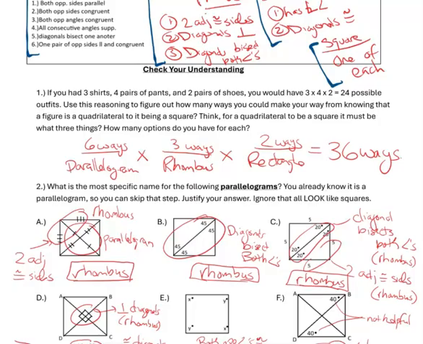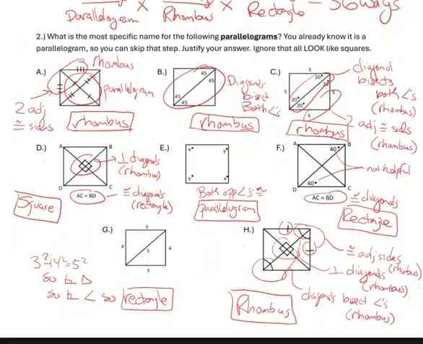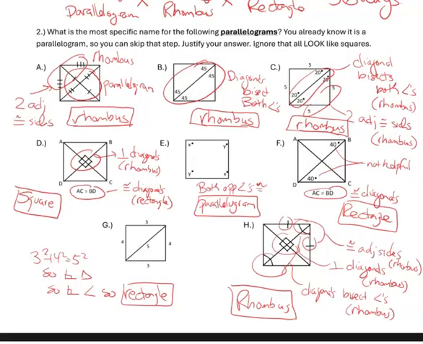Now, looking at this, it says, what is the most specific name for the following parallelograms? I'm already telling you it's a parallelogram. You can skip having to show that it's one of those 6 ways. Justify your answer. Ignore that all look like squares.